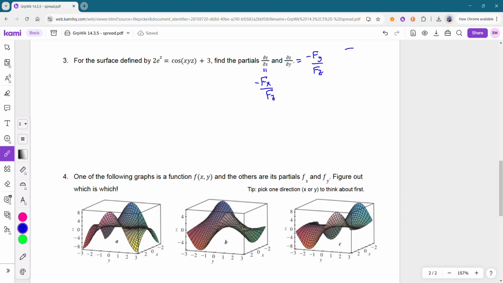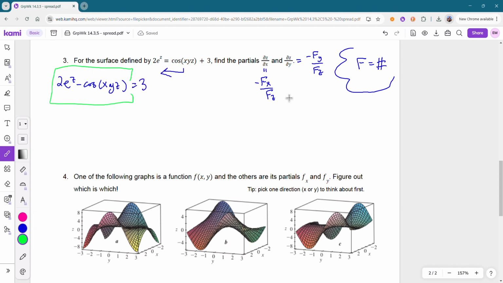That used the fact that our equation looked like f equals some constant, where here our equation doesn't have that. It's got our variable stuff on both sides. So what we want to do is just pick a side and toss all of our variables over. And so if we do that here, we get 2e^z minus cosine of xyz equals 3. And now all this stuff on the left, that's our f from our formula. And so this is the thing that we can just take the partials of and put in these formulas where they go. So here we go.